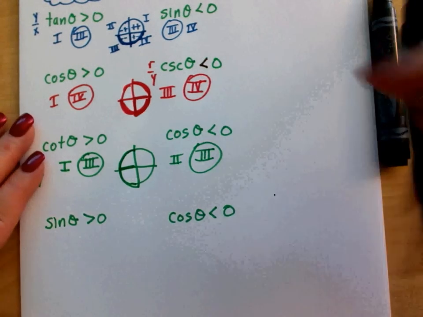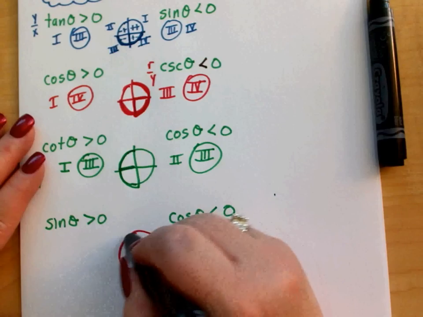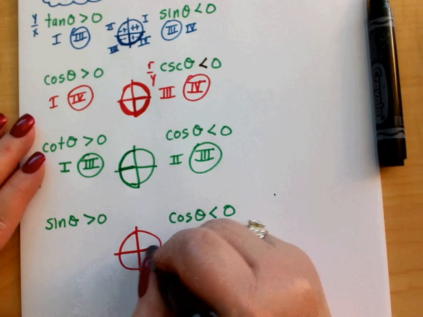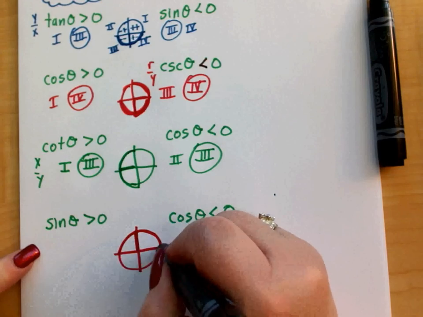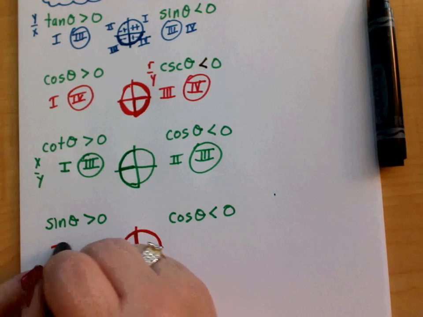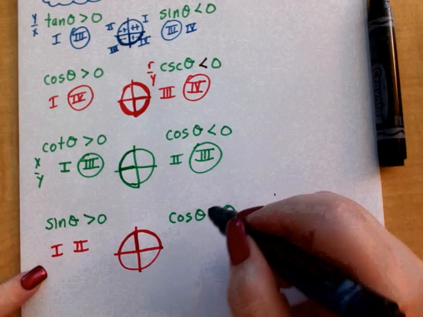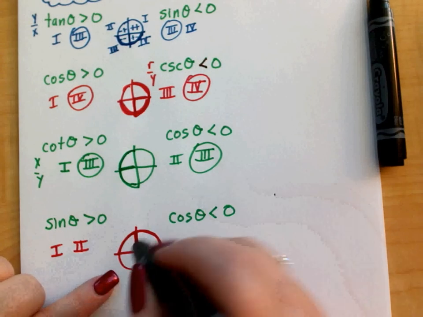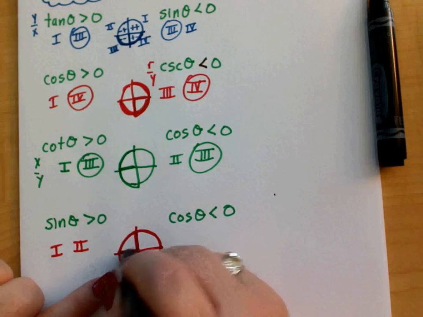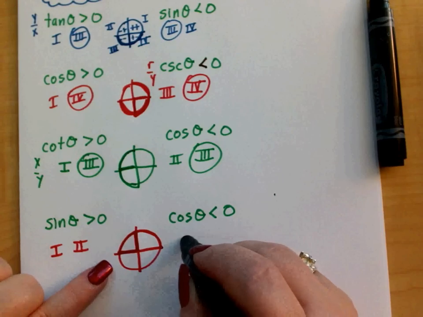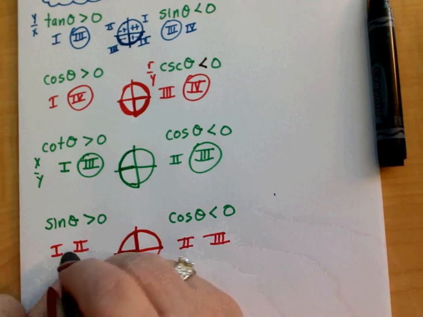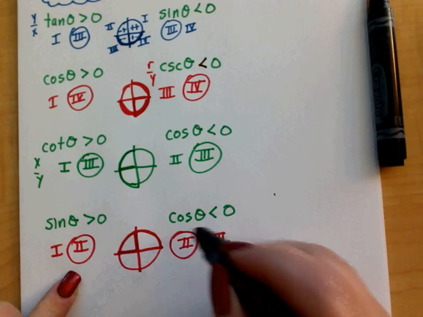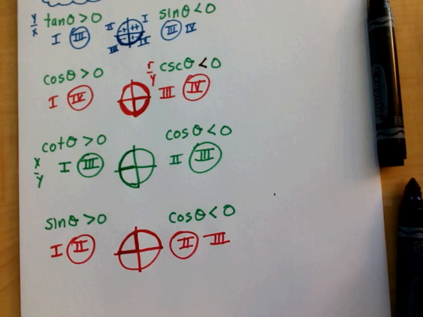All right, and lastly, we have sine of theta greater than 0. Sine is y. Y is positive in the upper hemisphere, so quadrants 1 and 2. And it says, where is cosine of theta less than 0? Cosine is negative in the left hemisphere, and that would be in quadrants 2 and 3. So the overlap would be quadrant 2. And there we are with name that quadrant.